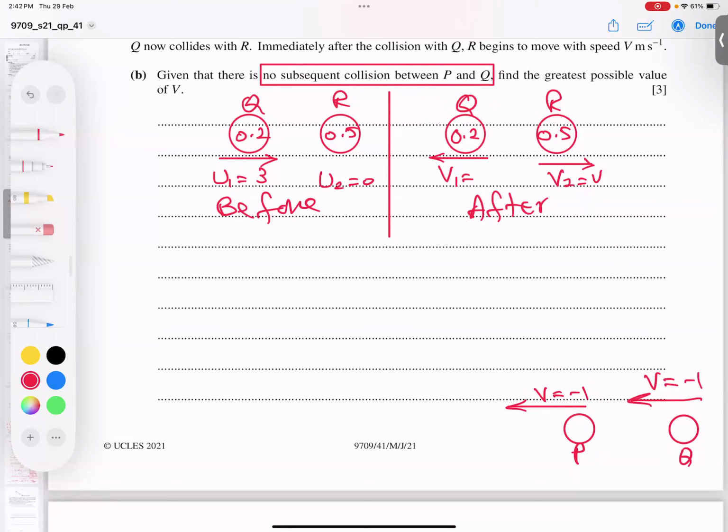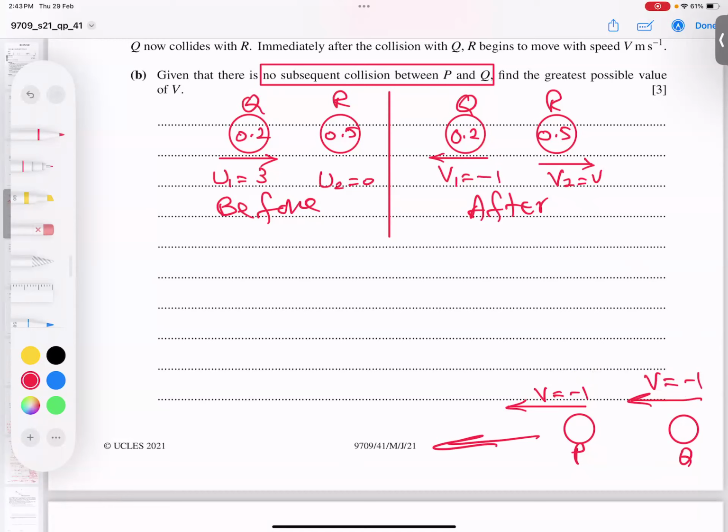Impossible. If the speed is -1.11, even then it will hit the particle. If this speed is -1, even then it will not hit. Reason: it is already going back after the collision of Q with R, sorry, so that will not hit. So I will take this velocity as -1.